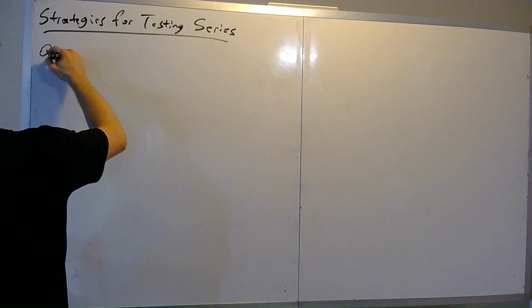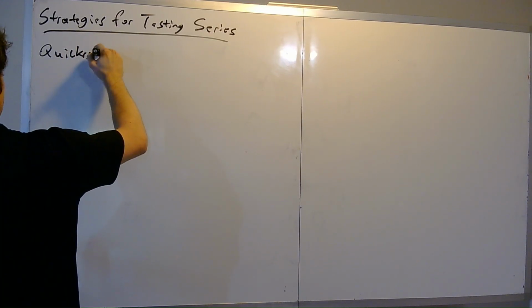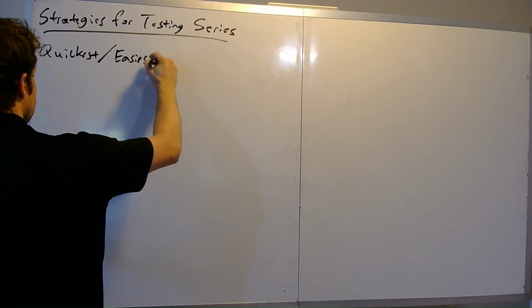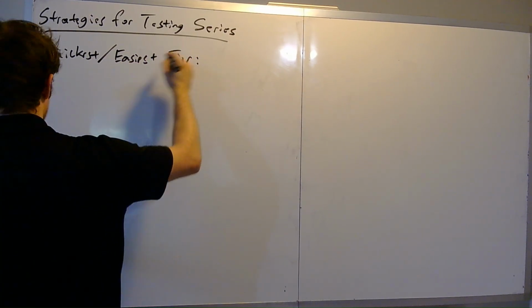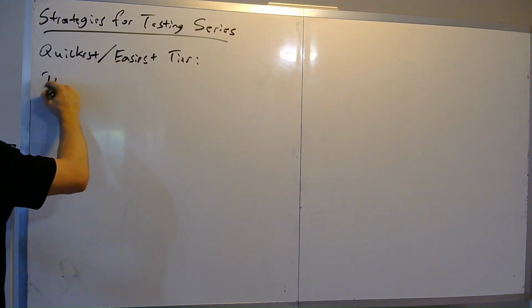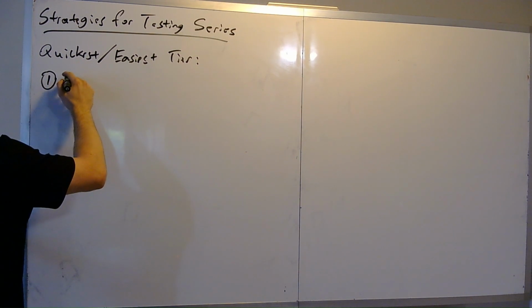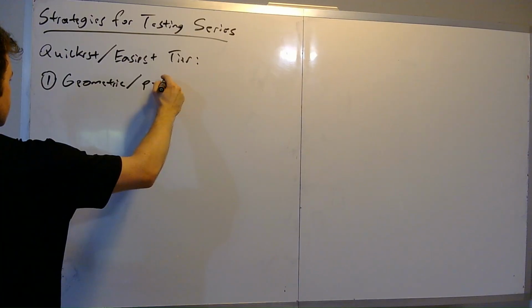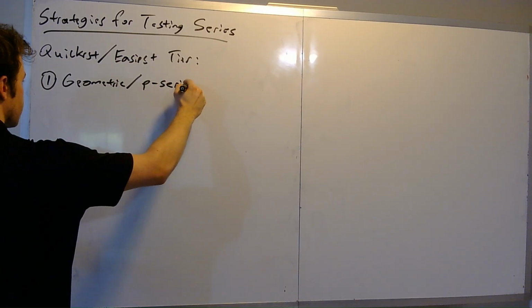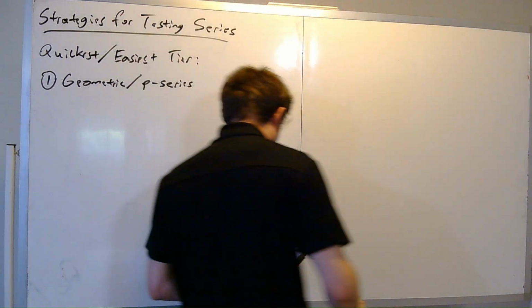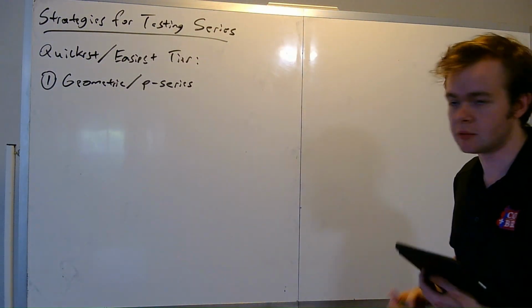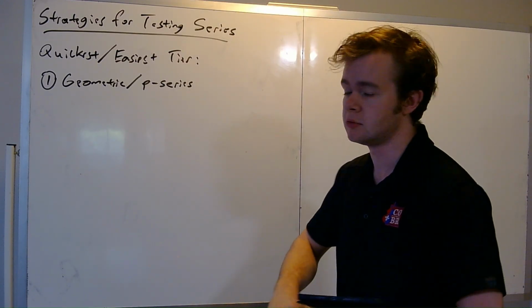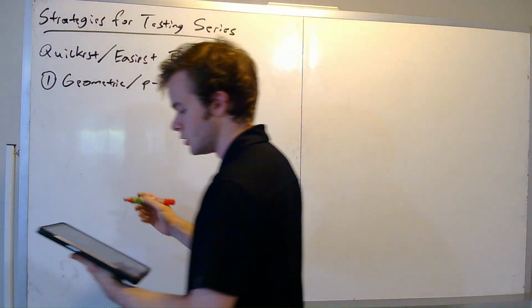easiest tools, so the quickest slash easiest tier of tools is going to be, so number one, you would see, well, is this a geometric or a p-series? Right, so is this a geometric series or a p-series? So sometimes you can actually get some series that don't quite look like geometric series, but if you somehow do a little bit of algebra, you can get that they're geometric series.